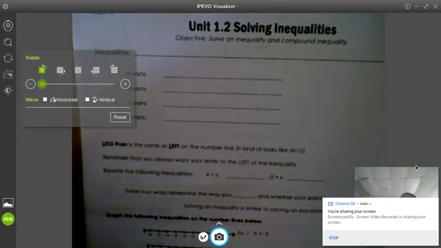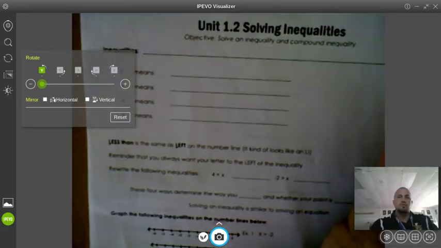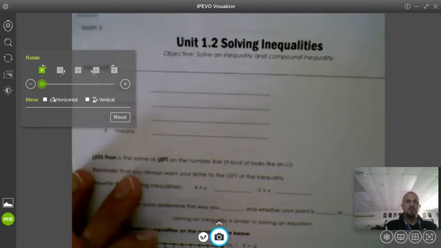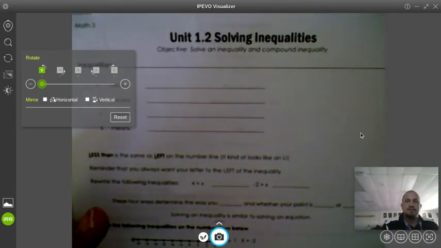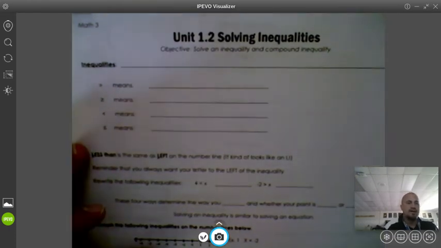Hello, everyone, and welcome to Math 3. This is Section 1.2, Solving Inequalities. So, what we're going to talk about today is how to solve an inequality and a compound inequality.